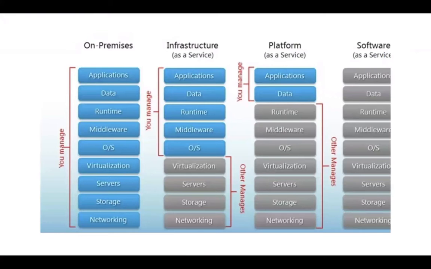Okay, so how can we differentiate all this? On-prem is the one where you are managing everything: the application and data, runtime, middleware, OS, virtualization, server, storage, and networking. Whereas in IaaS, you manage the application and data, runtime and middleware, and OS. In platform as a service, you manage only the application and data. With software as a service, you just use it. You build the code, deploy the application, and run it.